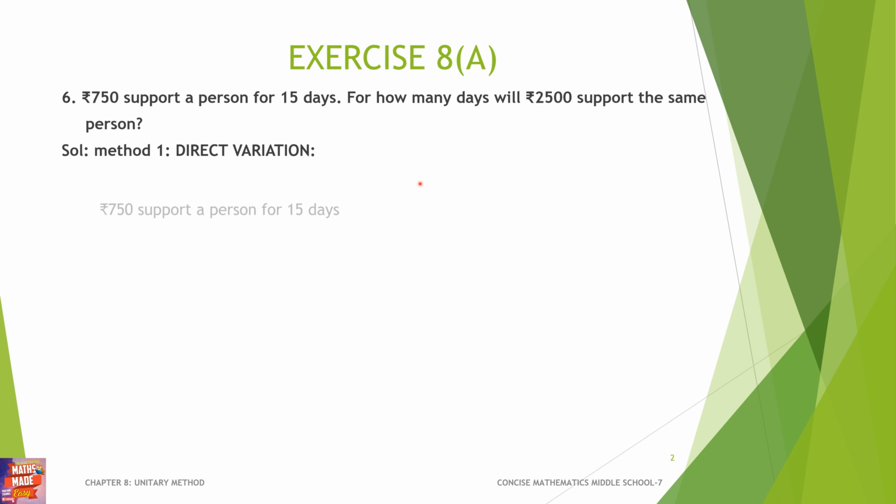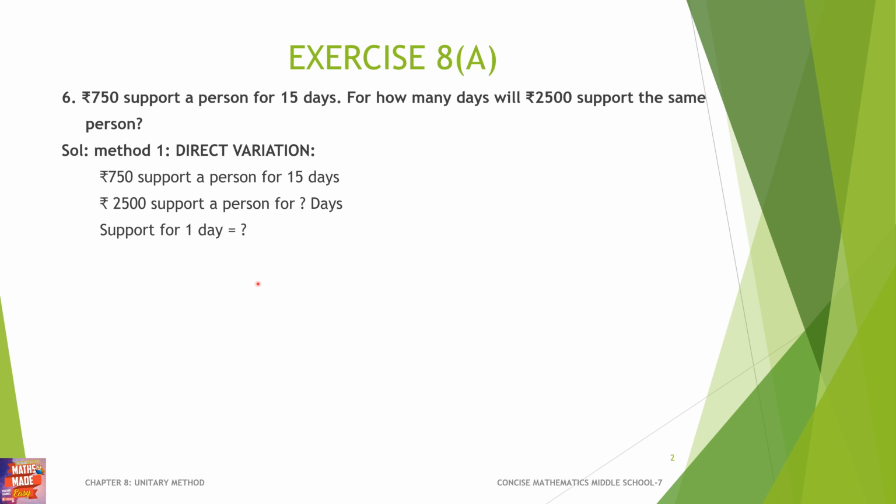First method is direct variation method. With this rupees 750 he is able to support for 15 days, and with 2500 how many days can he support, right? So for finding out how many days he can support, first we need to find the 1 day support. Always remember children, while using this direct variation you have to find for the unit first, for support for 1 day.